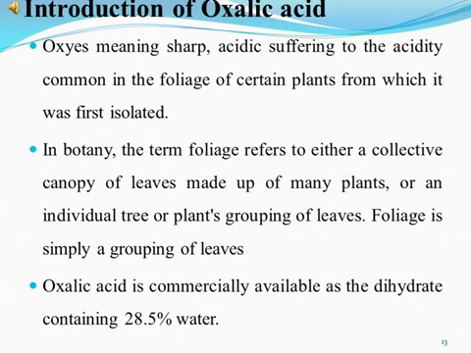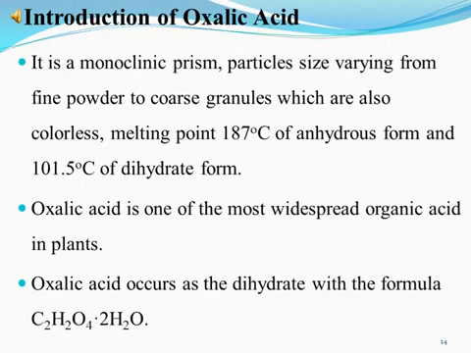Oxalic acid is commercially available as the dihydrate containing 28.5% of water. It is a monoclinic prism, particle size varying from fine powder to coarse granules which are also colorless. Melting point is 187 degrees centigrade of anhydrous form and 101.5 Celsius of dihydrate form.